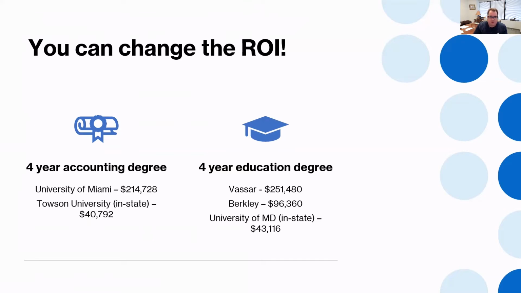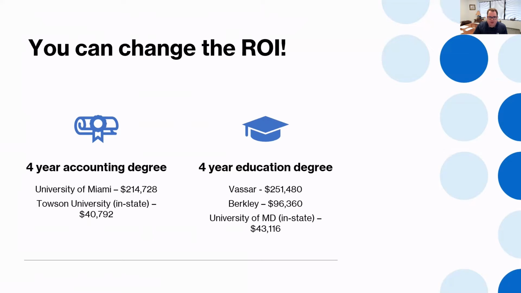Or you can say, all right, I want to do that, but I don't want to take the risk of how long it's going to take me to make that money back up. What if I did my in-state Towson University? $40,792. You're going to close that gap imminently faster.